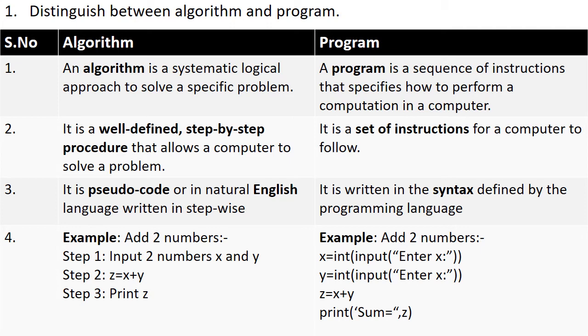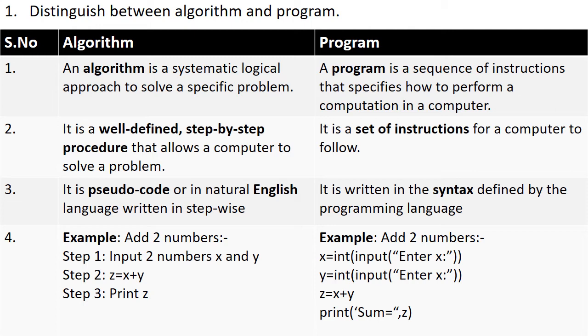The last is an example where we'll see how to add two numbers. So we'll see how an algorithm is used to solve the addition of two numbers. Step 1, we input the two numbers x and y. Step 2, add the two numbers x and y and store it in z. And step 3, we print the value of z.